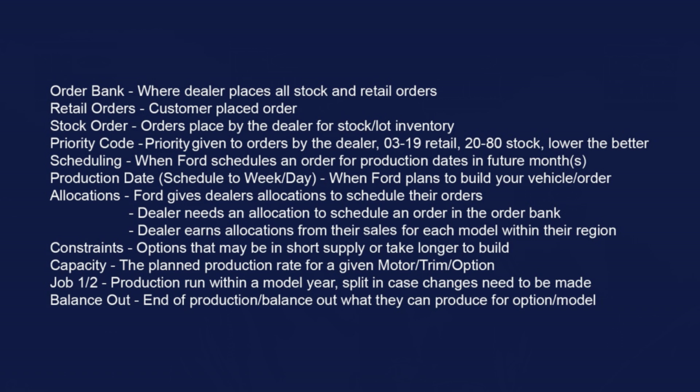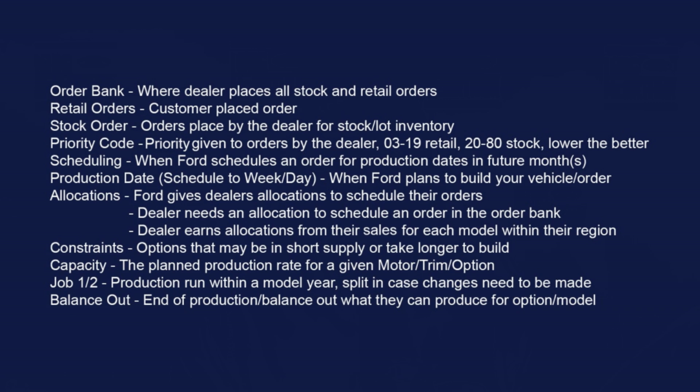A retail order or customer placed order can be anything from an 03 through a 19. The lower, the better, so it's nice if you can get one of those 03 from your dealer. 20 to 80 is for stock, and again, the lower the better. A lot of times when Ford pumps in orders for dealers, they'll be at a priority 80, and the dealers can then customize those a little bit and move them down to 20. Same way on the retail. The default is 19 for those.